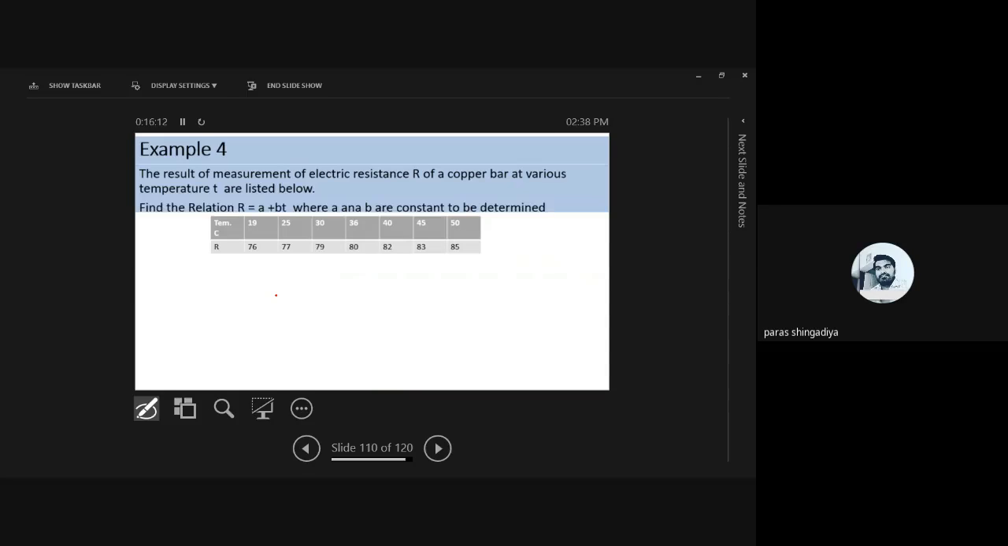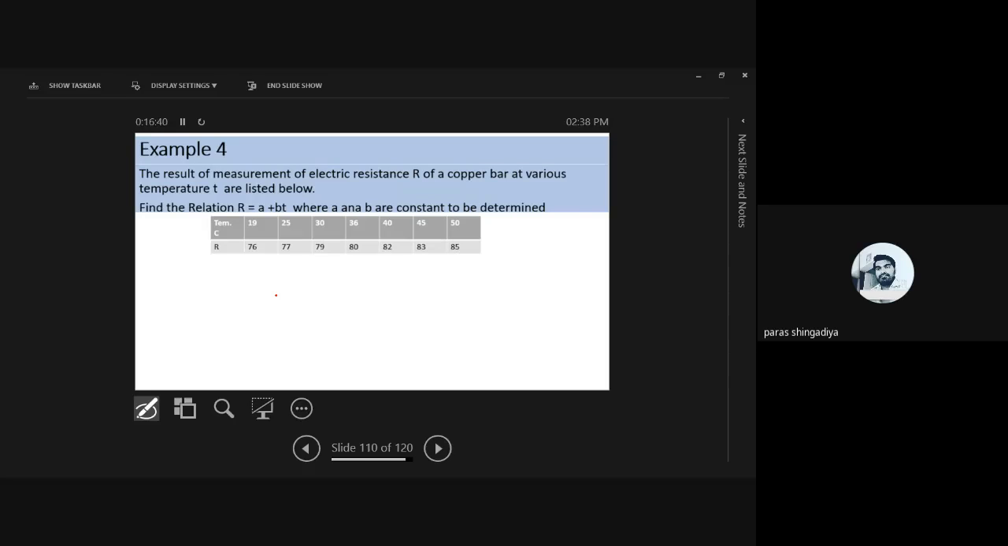And now this one is for homework. One measurement data is given here, resistance versus temperature. The result of measurement of electric resistance R of a copper bar at various temperatures T are listed below. So these are some observations of the resistance of a copper bar versus temperature.